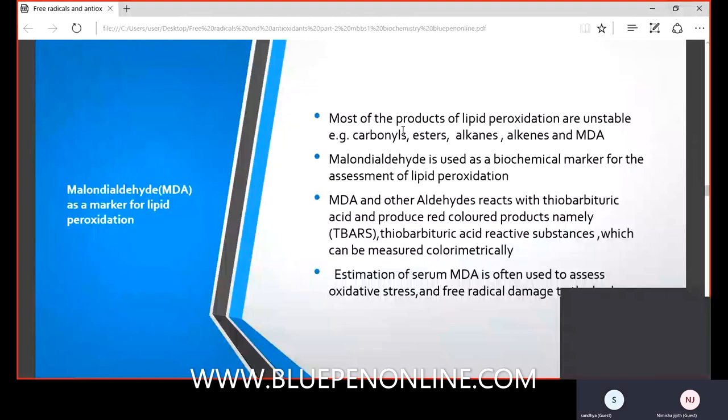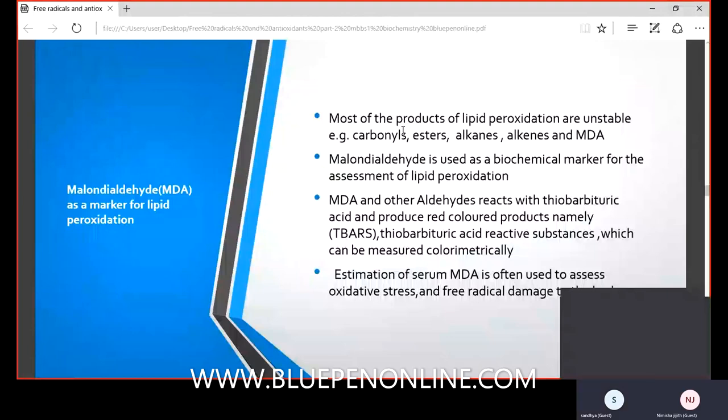In all those methods, we create some color by adding some reagents. The color of the solution is directly proportional to the amount of the substance present in that solution. There is one particular law for this, known as the Beer-Lambert law. Remember all these things from the practical area, the colorimeter. Now our topic is malondialdehyde.